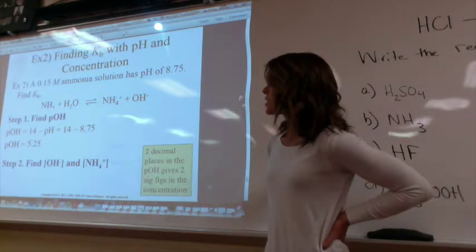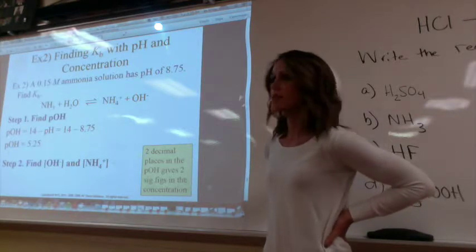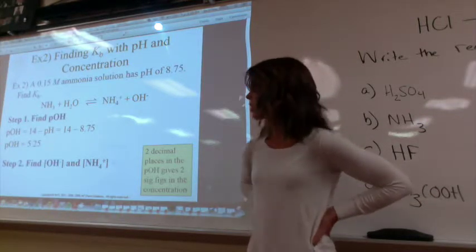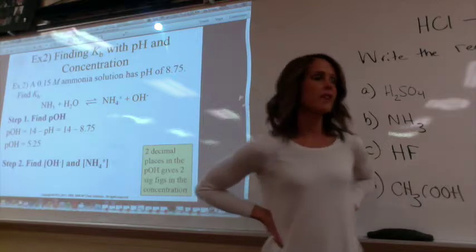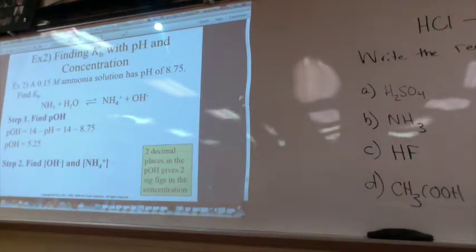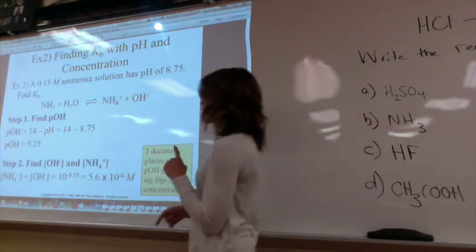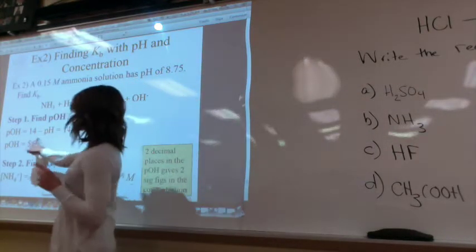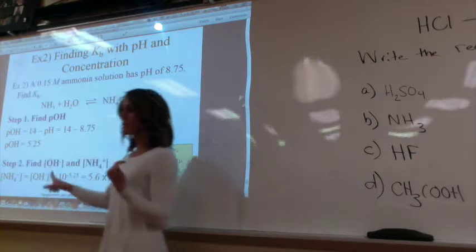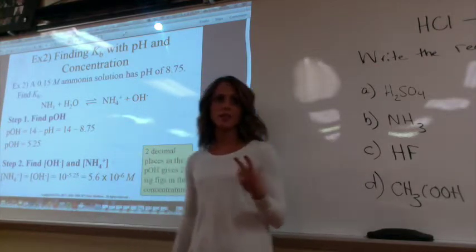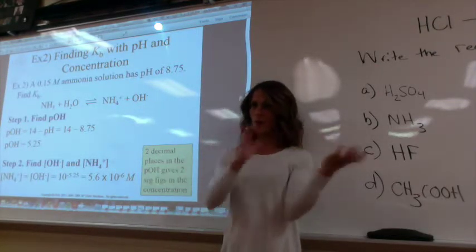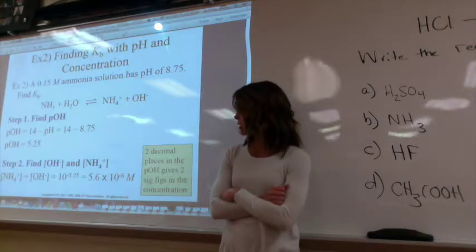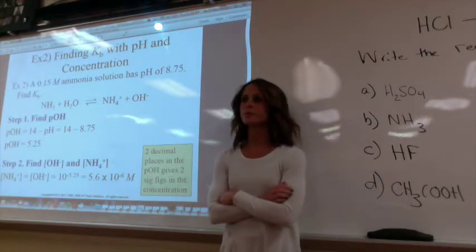So now we're going to find the OH concentration, which is going to be the same as the NH4 because it's X in our ICE chart. So 10 to the negative 5.25 gives me 5.6 times 10 to the negative 6. Recognize that you had to go backwards this time. Given the pOH as 2 decimals, my concentration can only be 2 sig figs. It's going backwards. So 5.6 times 10 to the negative 6 molar.